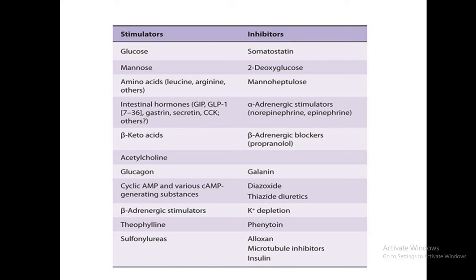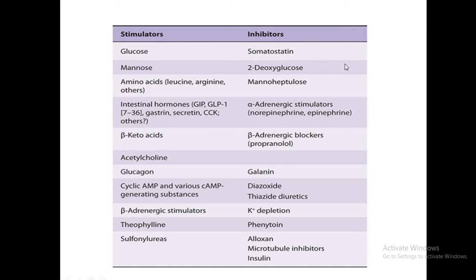So you can see in this slide the stimulators and inhibitors: glucose, mannose, amino acids like leucine, arginine, GIP, GLP-1, beta keto acids, acetylcholine, glucagon, cyclic AMP, beta adrenergic stimulators, theophylline, sulfonylureas, all stimulate insulin secretion. So this could be one of the reasons why beta adrenergics and theophylline could produce hyperglycemia.